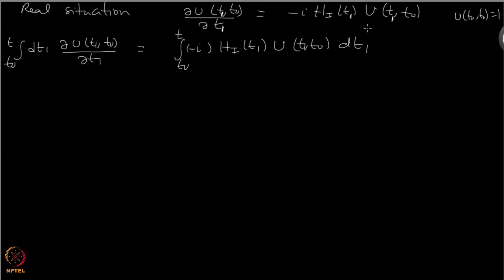Okay, so all I have done is I have integrated on both sides. Now when you integrate the left hand side, doing the indefinite integral gives you u of t, t0. Then you put the upper and lower limits, you get u of t, t0 minus u of t0, t0, which is 1, and I can take that 1 to the right hand side. So minus 1 becomes a plus 1, and then you have this term.